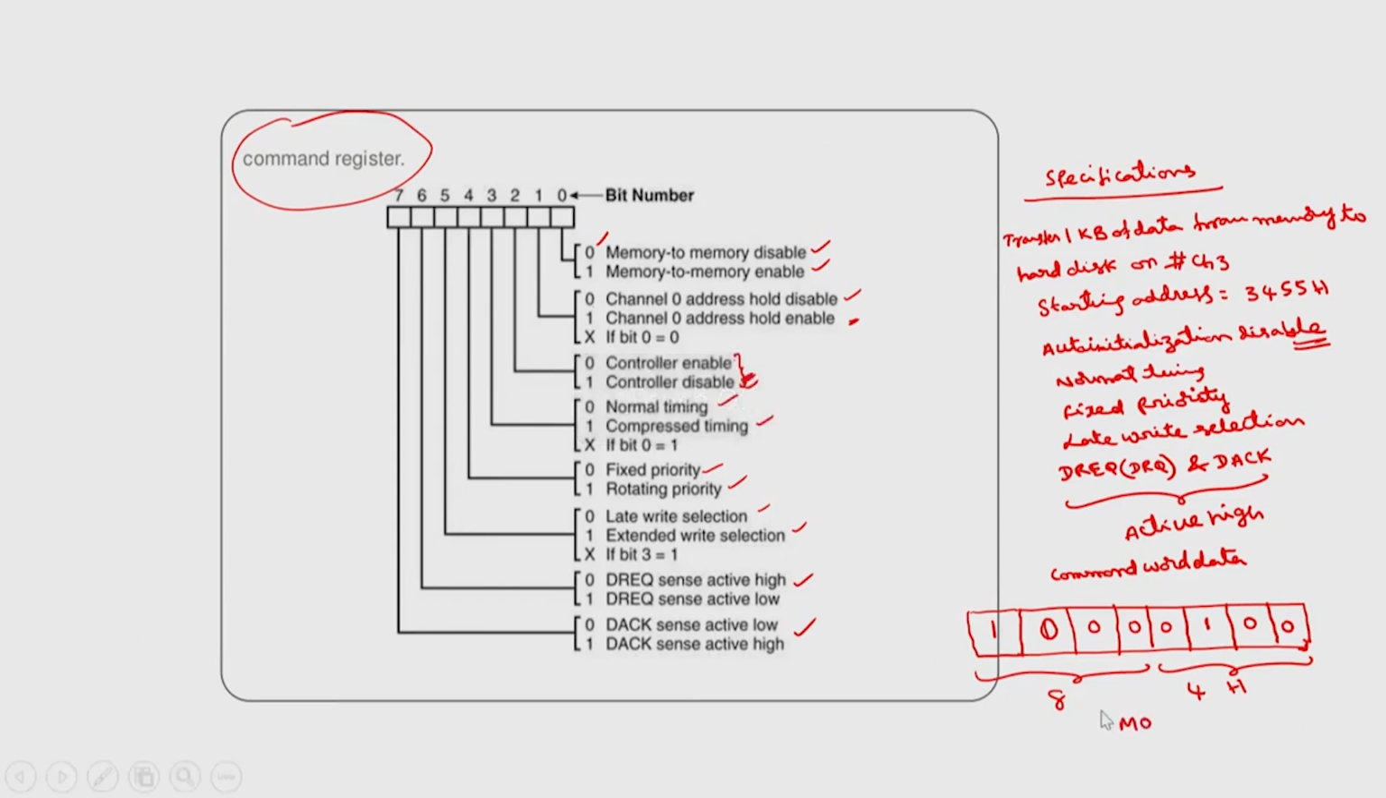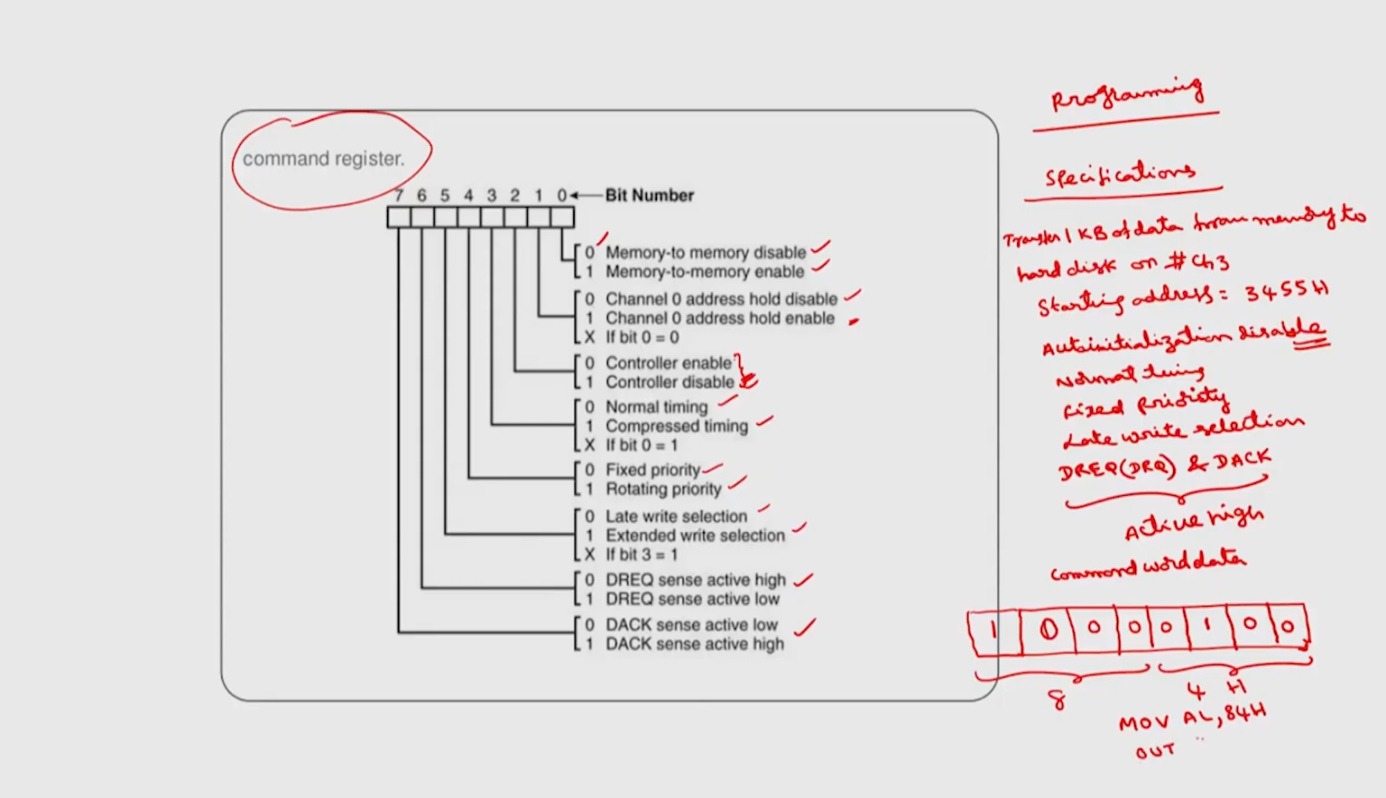move AL, I am discussing the programming here itself, this is what is called programming. Move AL comma 84H, I have to place this into the command word register whose address is 08H. If I assume the interfacing connections that I have discussed in the earlier slide, then we have to write out 08H comma AL. These two instructions are used for setting this command word register.